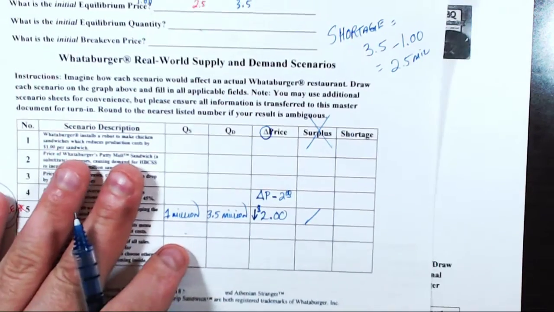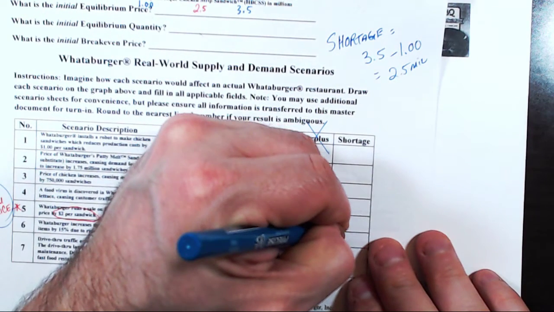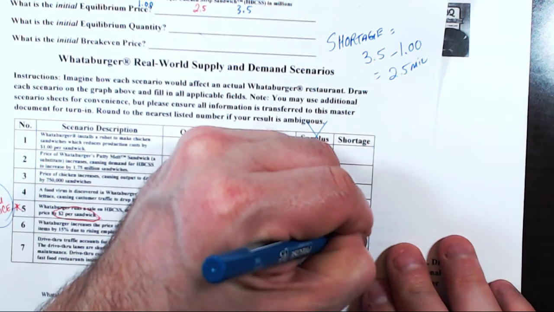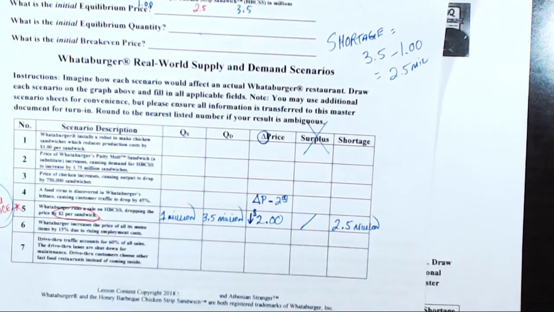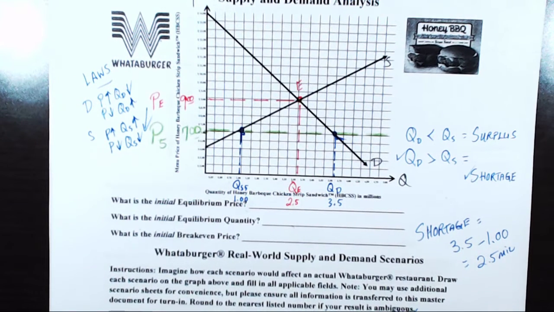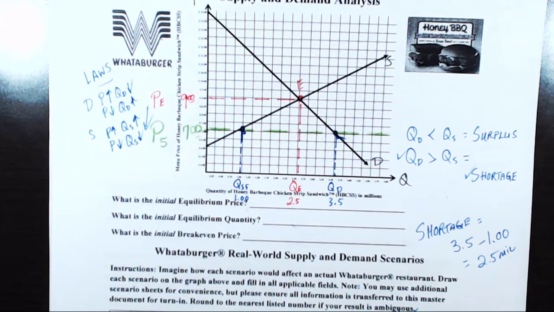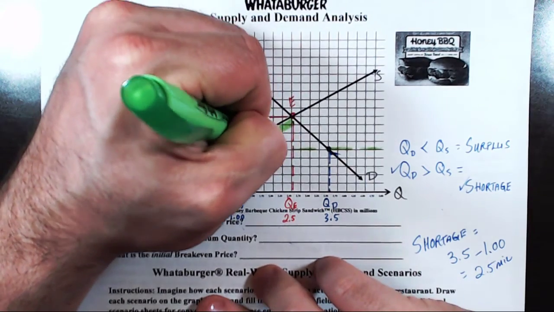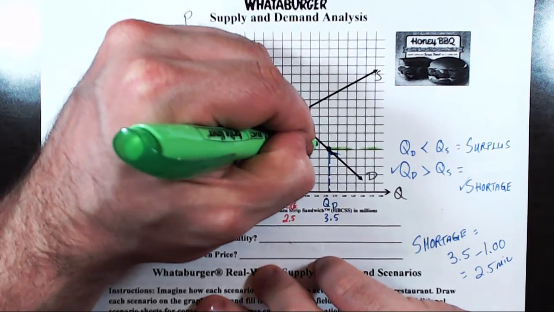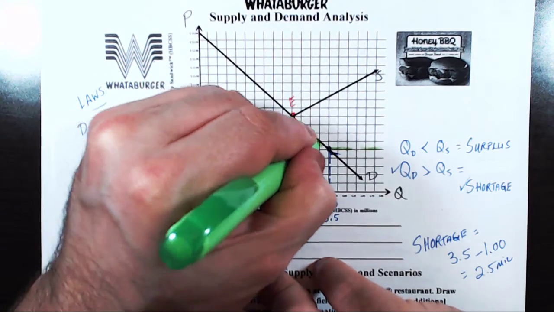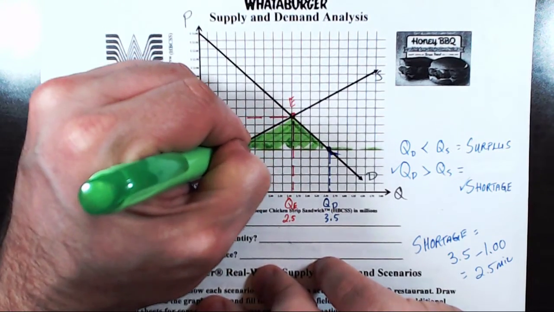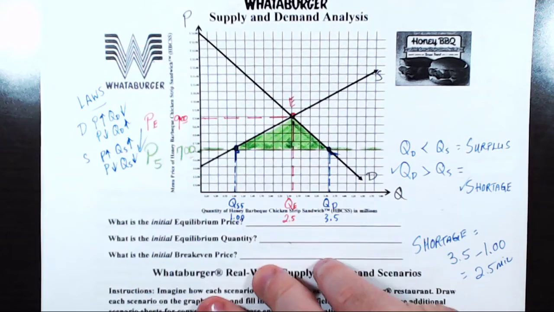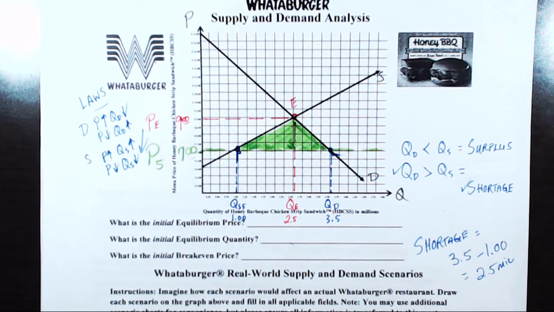So that's actually what you're going to write down here. You're going to put the shortage is equal to 2.5 million sandwiches. All right. So we found a shortage. This is kind of cool. And when you see a shortage like this, you can actually highlight the triangle formed right here to indicate the shortage, if you want to visualize it. It's the area of this strange looking triangle. Yeah, that's the shortage visually.